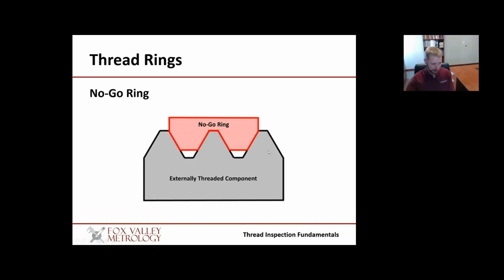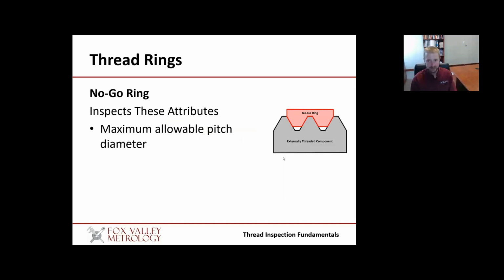So this is very similar as it was on the thread plug side of things. As you can see, the ring material does not go all the way into the groove of the externally threaded component. Again, less material, less cost. And again, the no-go ring, just as its counterpart within the no-go plug side of things, is only used to inspect one attribute, and that's the maximum allowable pitch diameter of this externally threaded component.